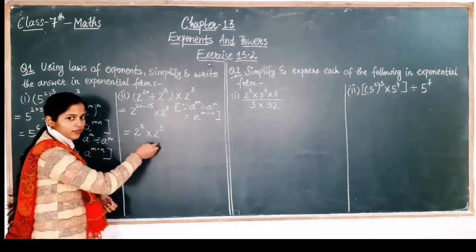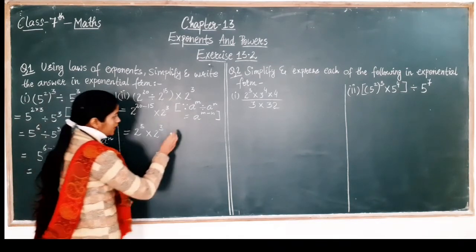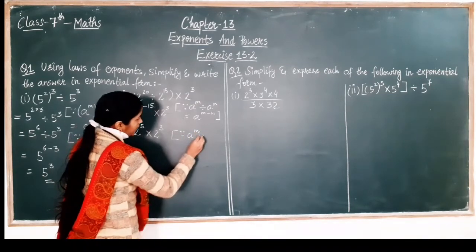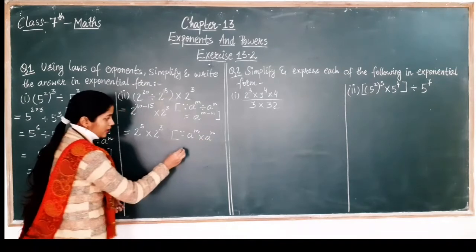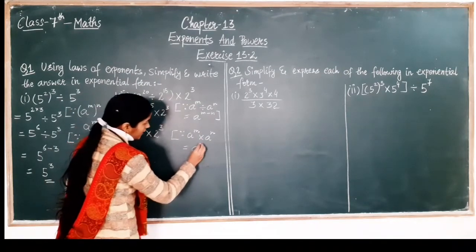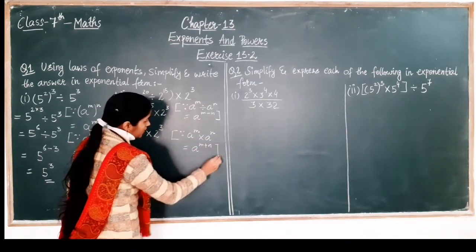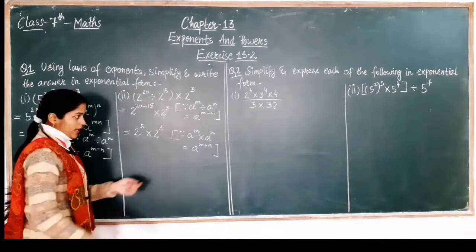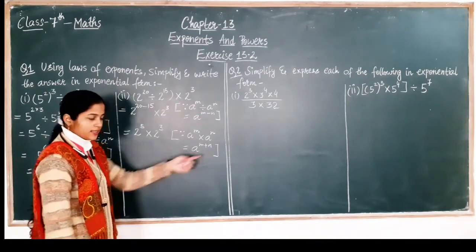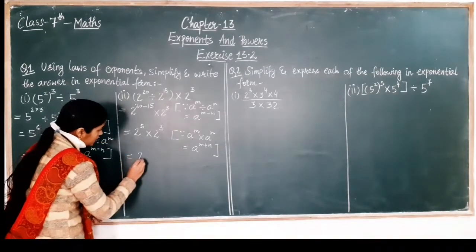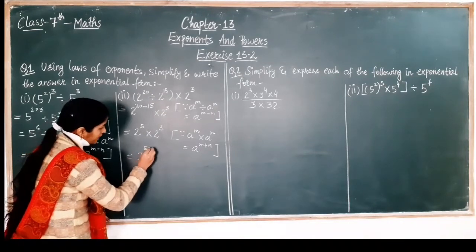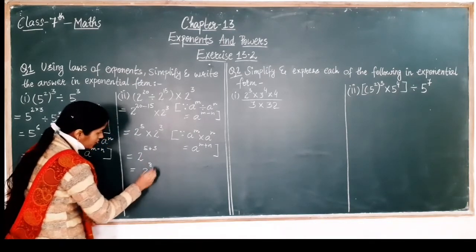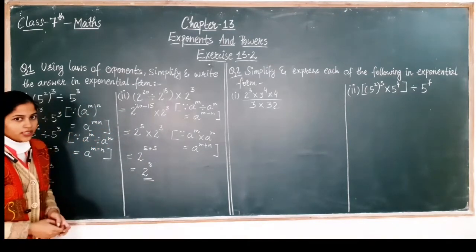So in this also we have to use the next law. Which law is being used? a raised to the power m multiplied by a raised to the power n, which gives a raised to the power m plus n. So in division we subtract the powers, and in multiplication we add the powers. So we have 2 raised to the power 5 plus 3. It gives 2 raised to the power 8. So this would be our answer.